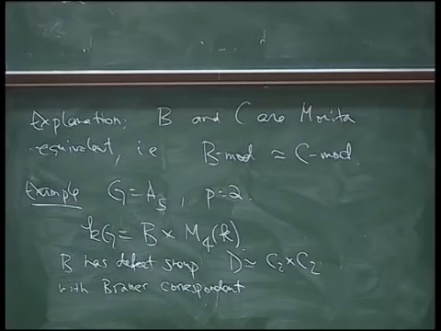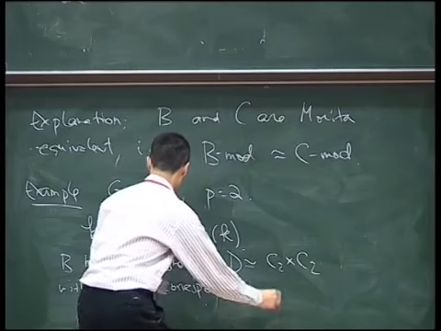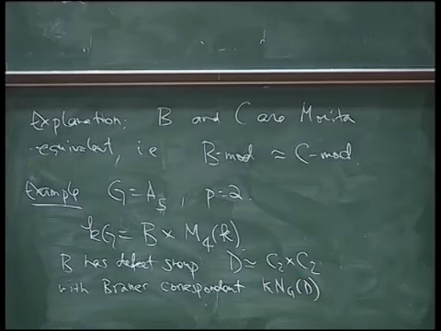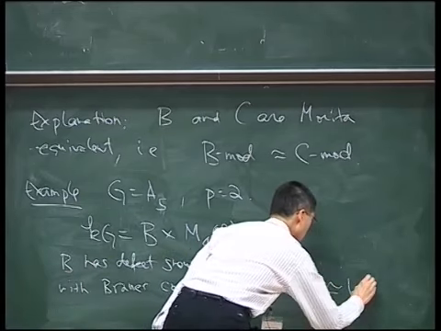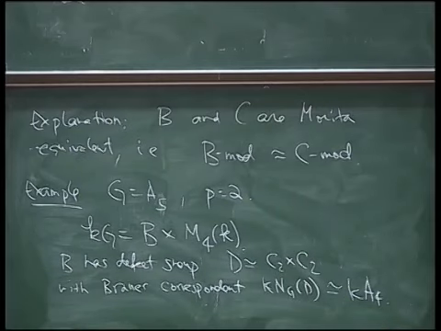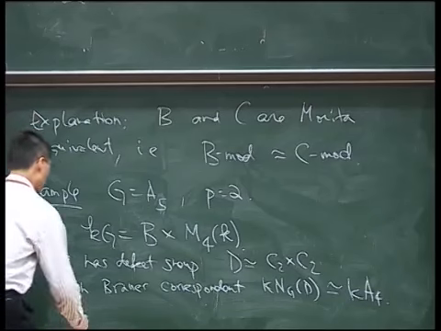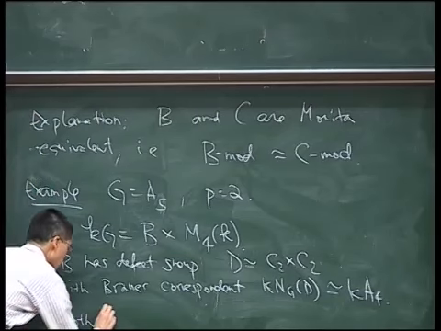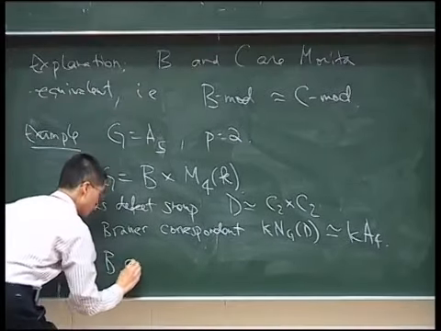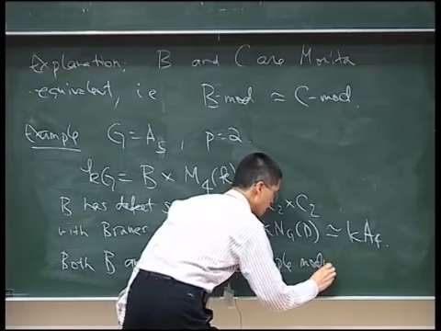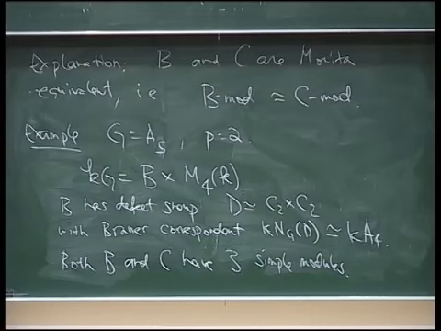The Brauer correspondent is a block of the normalizer, which is isomorphic to the alternating group of degree 4. And again, the prediction is correct because both these blocks have 3 simple modules. But unfortunately, we don't have the handy explanation of the previous example. There's no equivalence of the module categories.